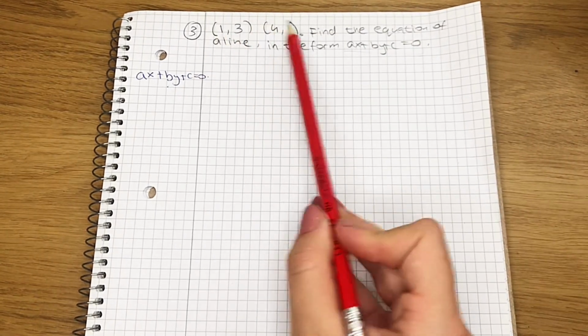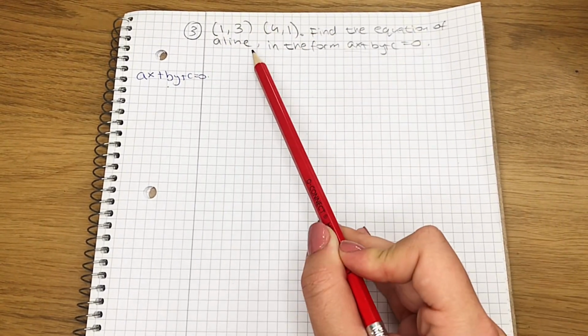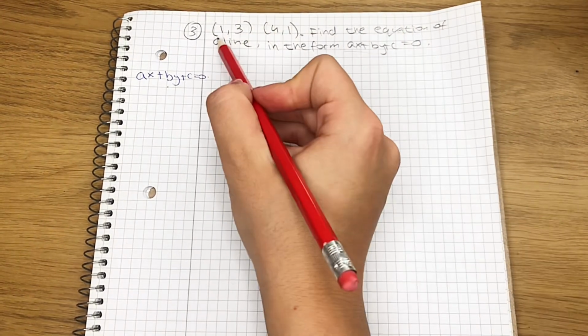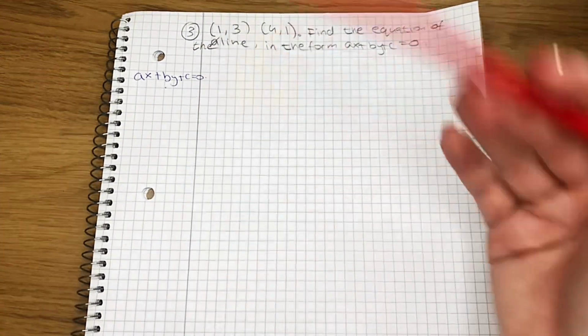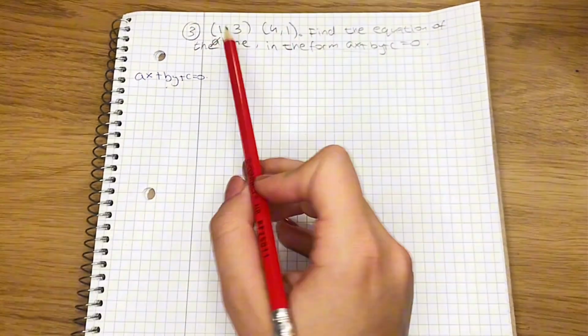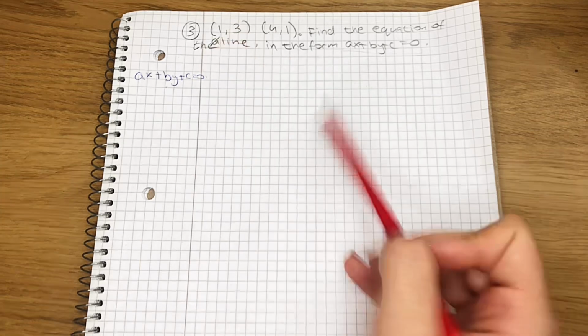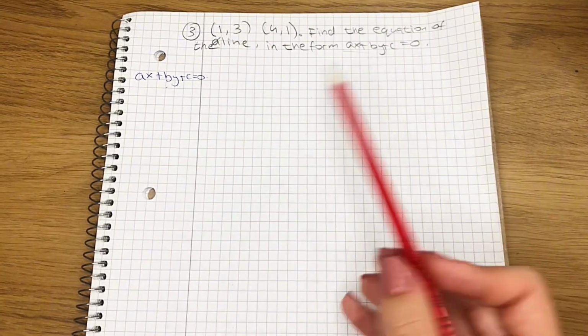So these are our 2 points, right? Find the equation of a line, sorry, that actually should be the line. We just do what we've been doing, right? We label these, we find the slope. After we find the slope, we use the equation of a line, y term.